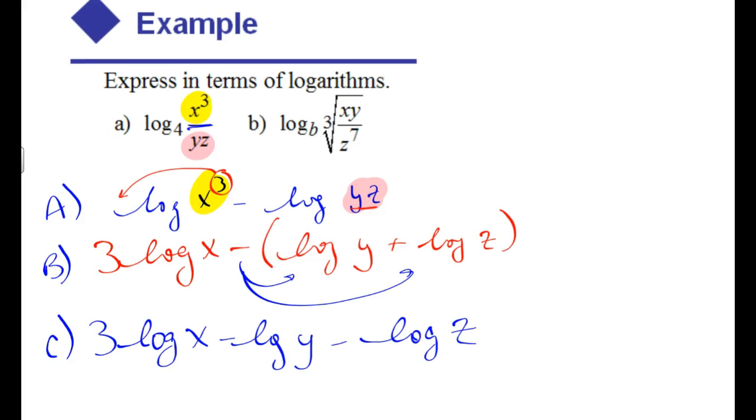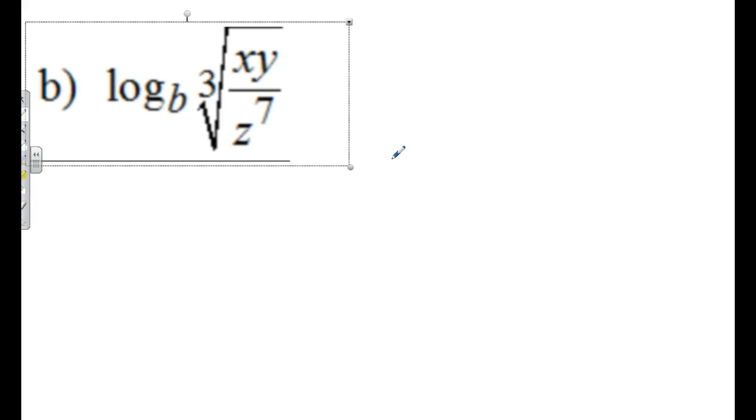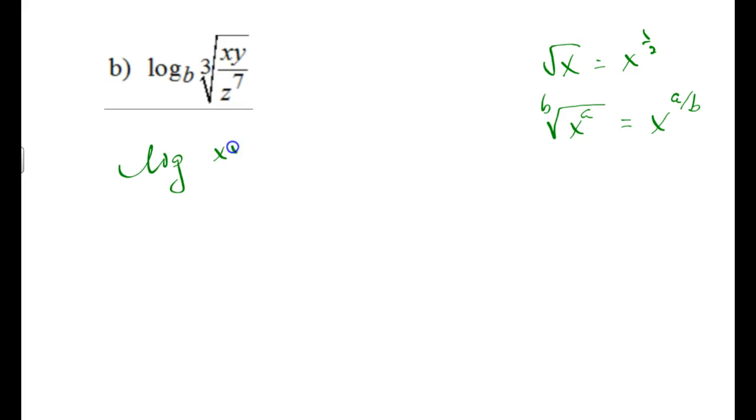So for part B, doesn't look like I created a new slide for that. I will try to do something similar to what I did on a previous problem where I knew that the square root of x was really x to the 1/2. That's a radical exponent rule where it says if I have base b to any exponent, I could write it as x to the a divided by b. So I'm going to rewrite this as an exponent. This is the log of xy over x to the 7th, all raised to the 1/3.